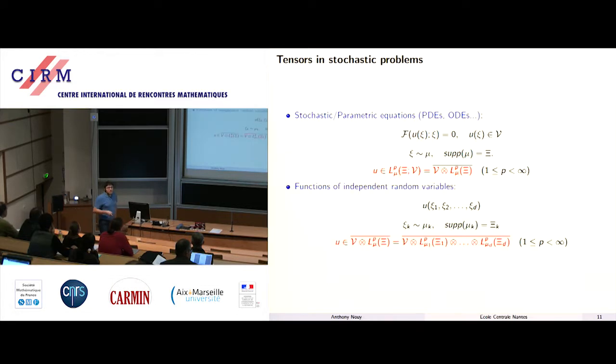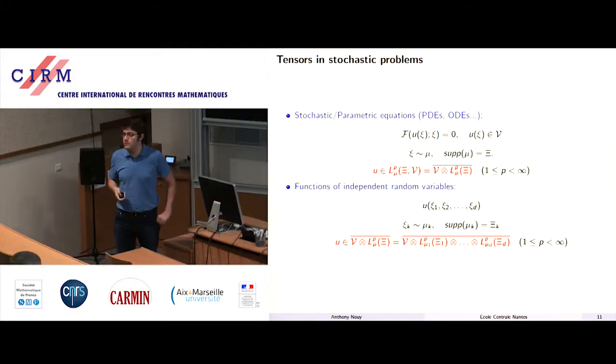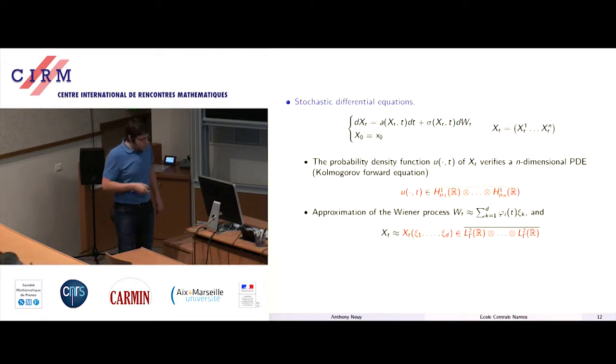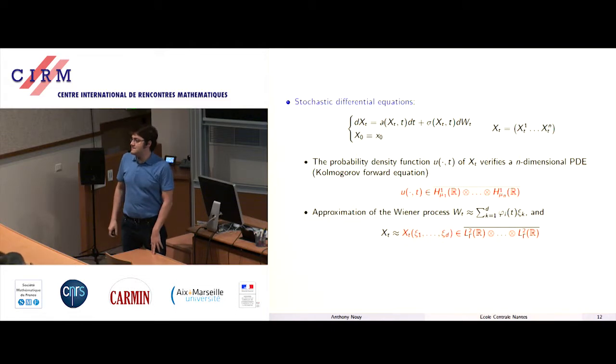Then if you consider multivariate functions of D random variables which are independent, then you have a product measure, okay, a product probability measure that gives a tensor product structure to this L^p space. So here you will have to deal with higher order tensors to approximate this function. Also, just one slide, and it will not be the illustration I will show you later, but about stochastic differential equations, also you have tensors in this kind of application.